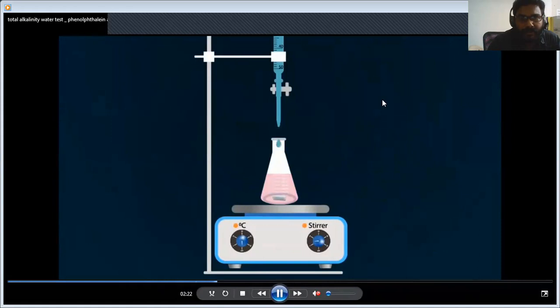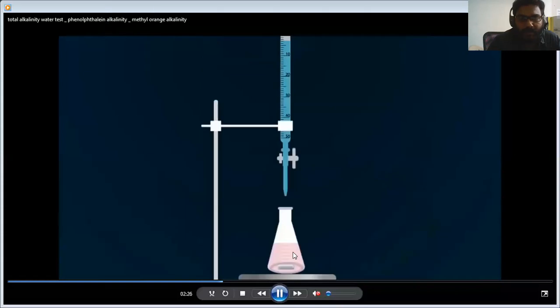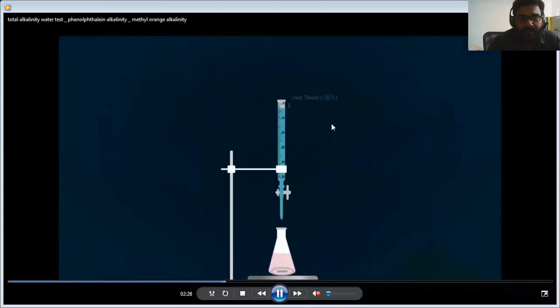How to change the color? What is the color? Check it. This is completely changed. The color will be changed. Some quantity of acid used, 2.5 ml of acid.